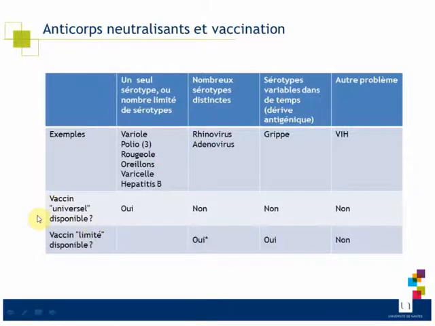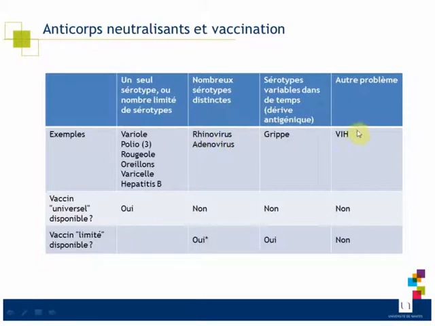By that I mean a vaccine that will be effective against all the strains of the virus that are in circulation worldwide, and it's going to be effective through time. So you don't need to change the vaccine. This type of vaccine exists for all these viruses.